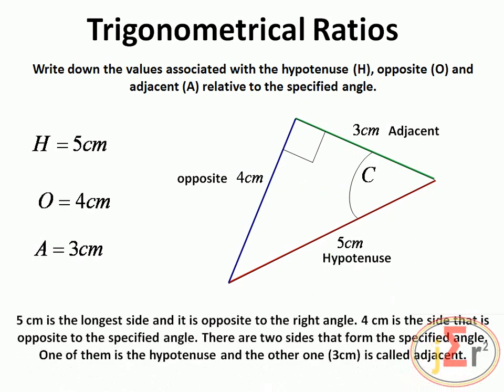And we are saying the same thing because we are using repetition in order to help students to cement these things in their minds. So 5 centimeters is the longest side and it is opposite to the right angle. 4 centimeters is the side that is opposite to the specified angle and it is of course called the opposite. There are two sides that form the specified angle. One of them is the hypotenuse and the other one is called the adjacent, and that one is 3 centimeters in length.